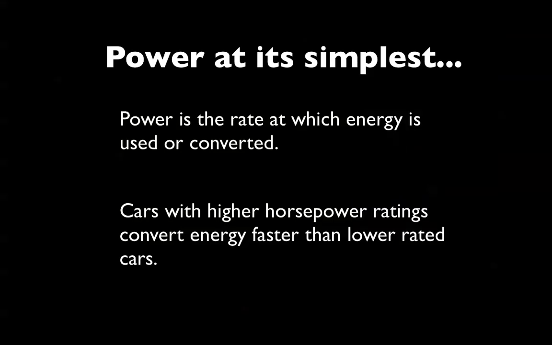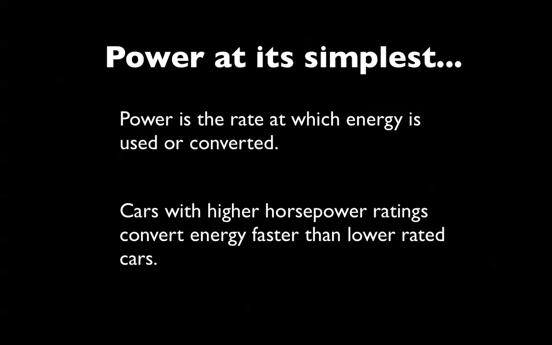Alright, so power at its simplest is the rate at which energy is used or converted into a different form. If you're really powerful, you're able to turn chemical energy in your muscles into kinetic energy to run faster, or to turn chemical energy in your muscles to lift a weight or a barbell higher. You're more powerful the faster you can do that.